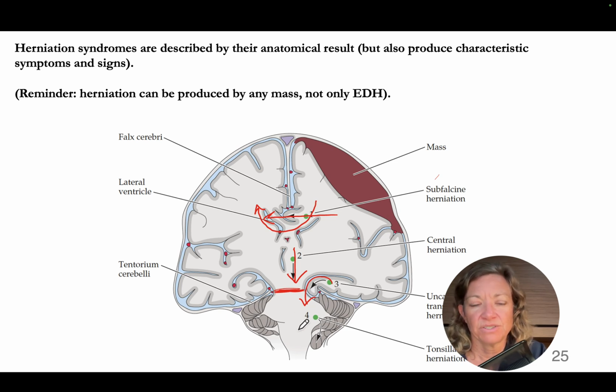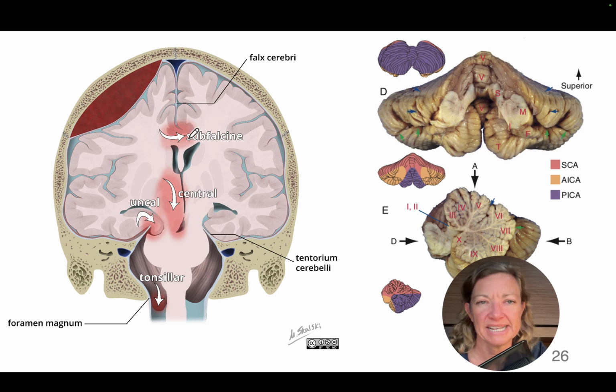And the fourth and final type of herniation is out the foramen magnum, so exiting that bony opening in the base of the skull. It's quite often a tonsillar herniation, in which the tonsil of the cerebellum is the first brain structure to exit out the base of the skull. Good, and that's just represented again here.